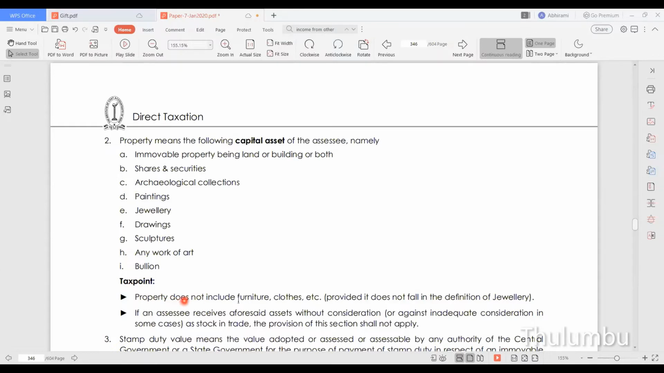Tax point: property does not include furniture, clothes, etc. So furniture should not be considered. If the assessee receives the aforesaid asset without consideration, the provision of this section shall not apply. Let us see what this means. Before that, only these assets are called capital assets. Only if you receive these as a gift is it taxable as income from other sources.